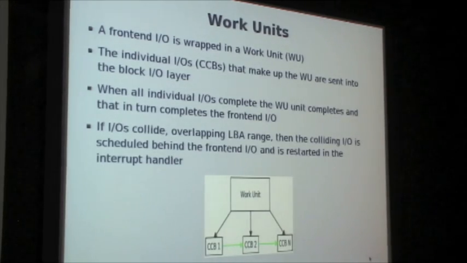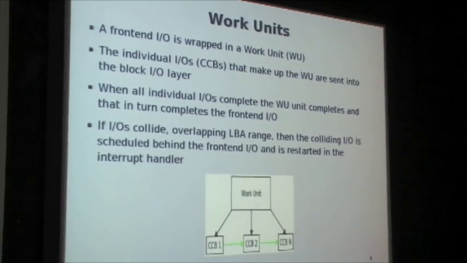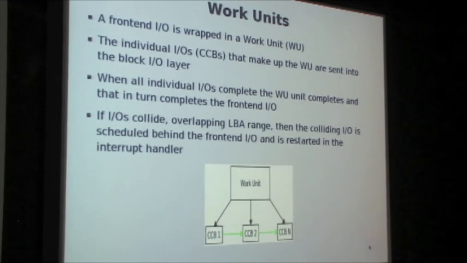So let's talk about work units. Work units are the things that wrap around a front-end I/O. So as a front-end I/O comes in, a work unit is wrapped around it, and you calculate how many CCBs, command control blocks, you need. These are physical I/Os, right? So this is basically the fanning part of it. A work unit has direct pointers to all the I/Os, but it also has a linked list on the I/O so that you can easily traverse them and do some magic to it.